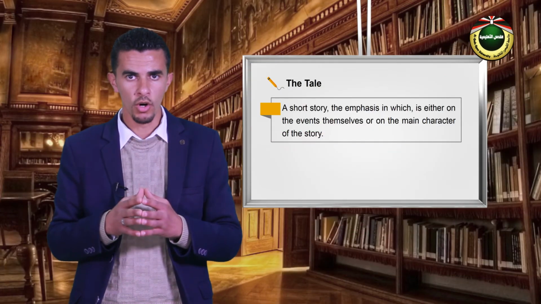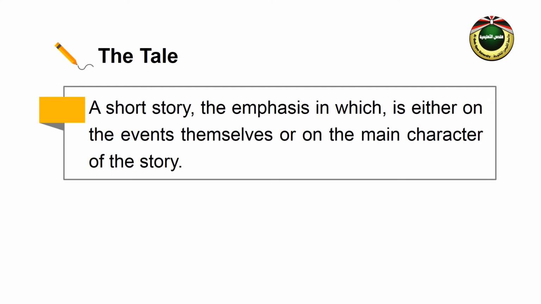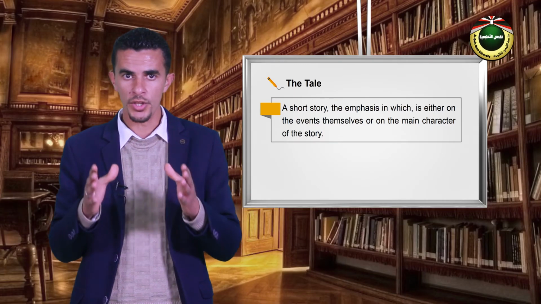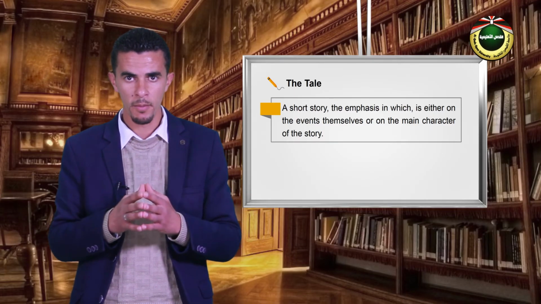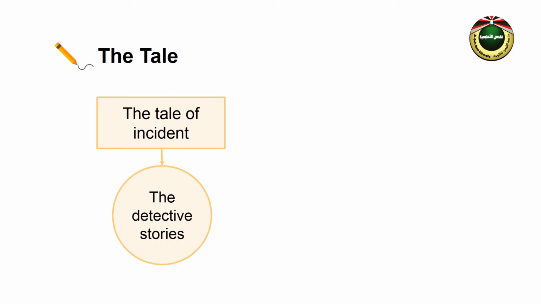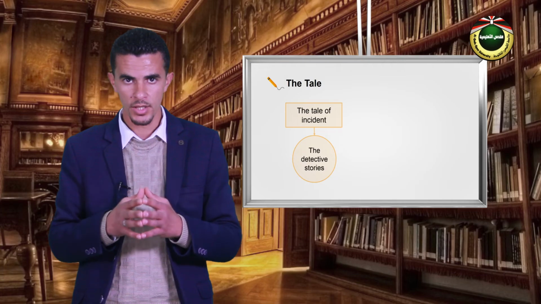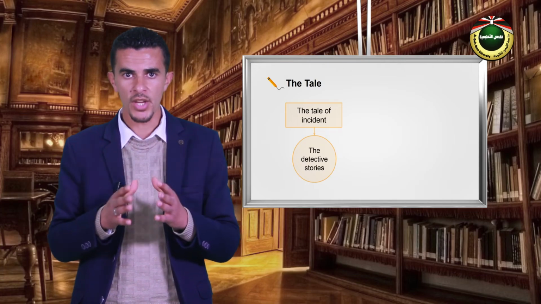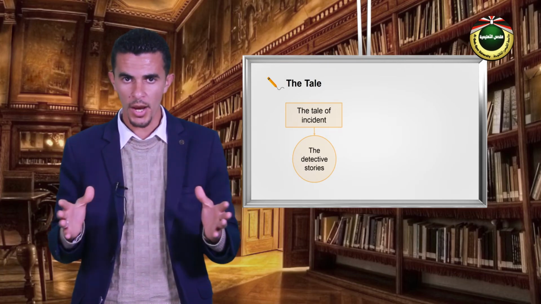The third type of the short fiction is the tale. The tale is a short story, the emphasis in which is either on the events themselves or on the main character of the story. The tales are generally classified into 2 types. The first type is the tale of incident, in which the author focuses on the events themselves. The detective story is an example of this type.